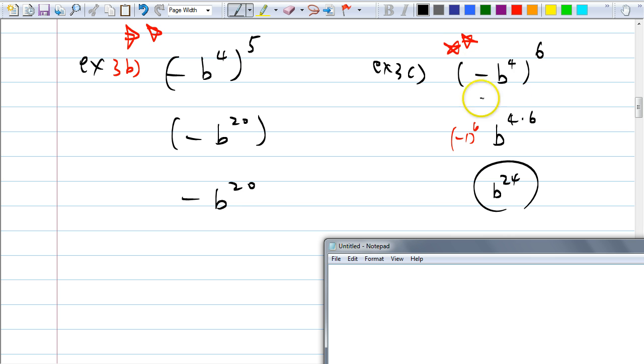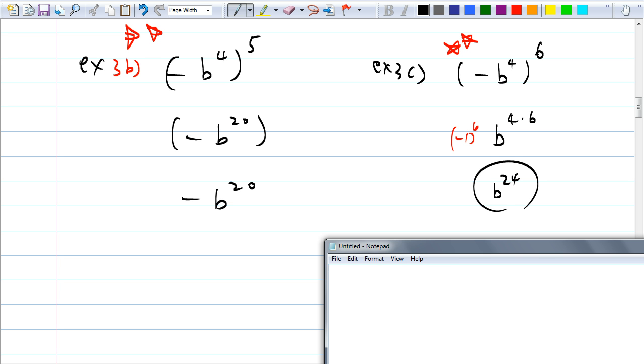If you're going to multiply this negative base an even number of times, it's going to be positive. You could think about it separately: this is negative 1 times b to the 4th, right? How many times will you be multiplying negative 1 then, if you're going to multiply this whole base 6 times? 6 times. What's negative 1 to the 6th power? If you multiply negative 1 6 times, it's going to be positive 1.